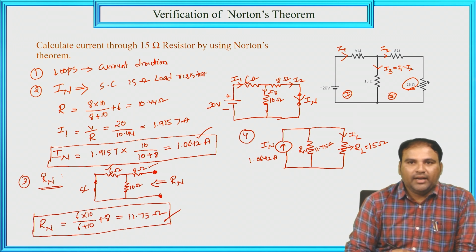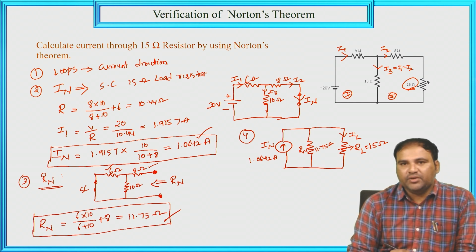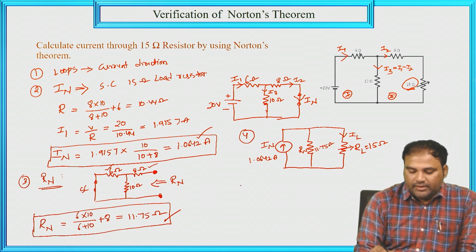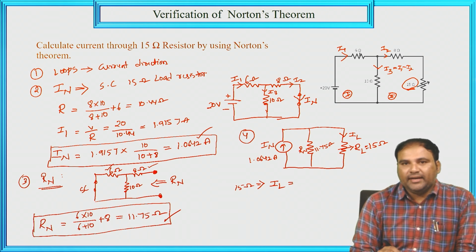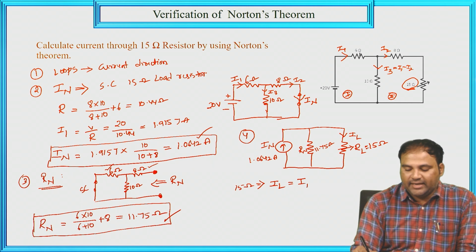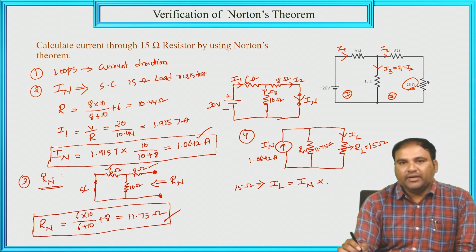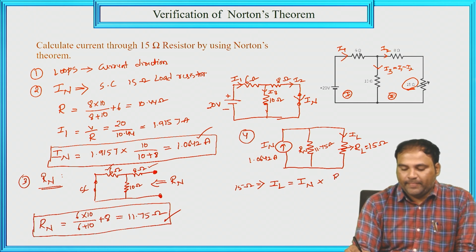Now through the 15 ohm we need to calculate the IL value. So here also we need to apply the current division rule. At the 15 ohm, IL equals the total current. For the given circuit, the total current is IN. So Norton's current IN into, what is the opposite element of this RL? Rn, divided by Rn plus RL is the equation.